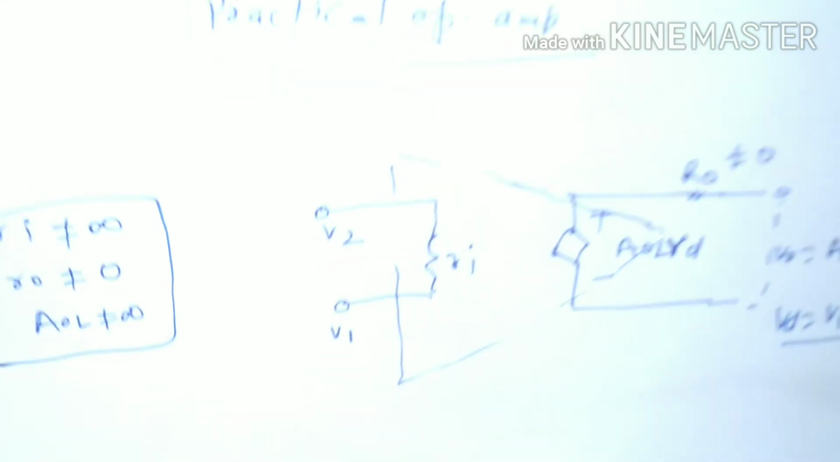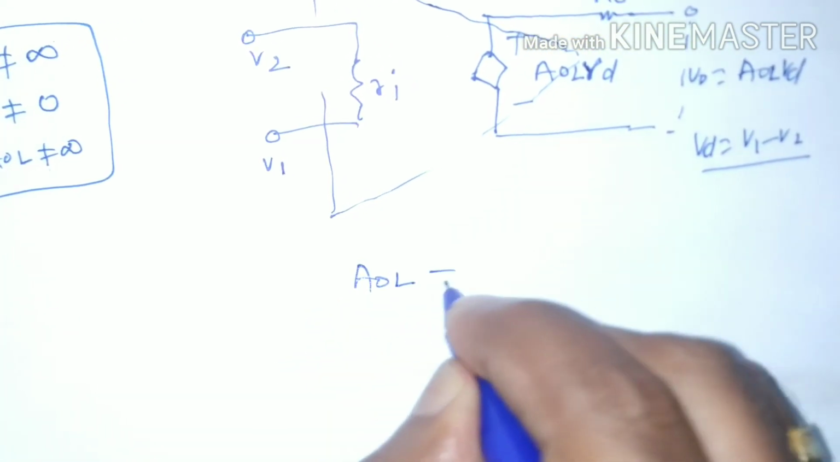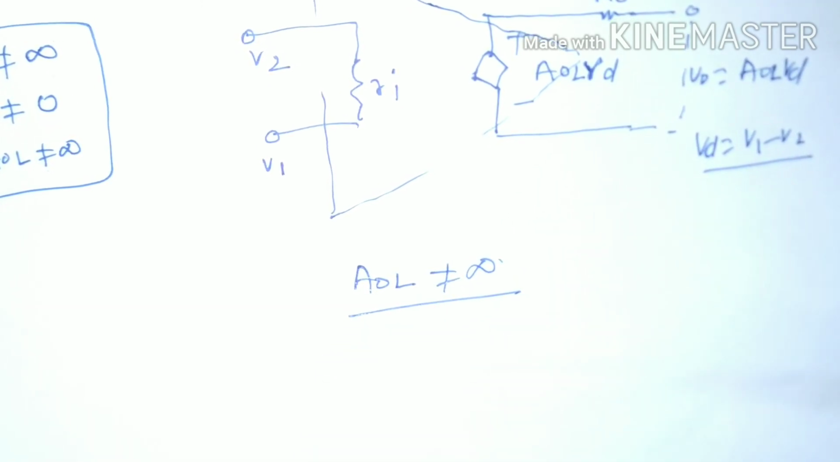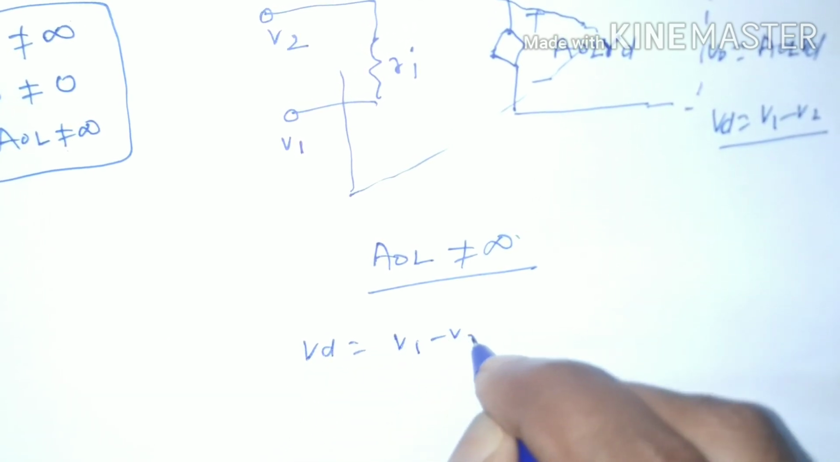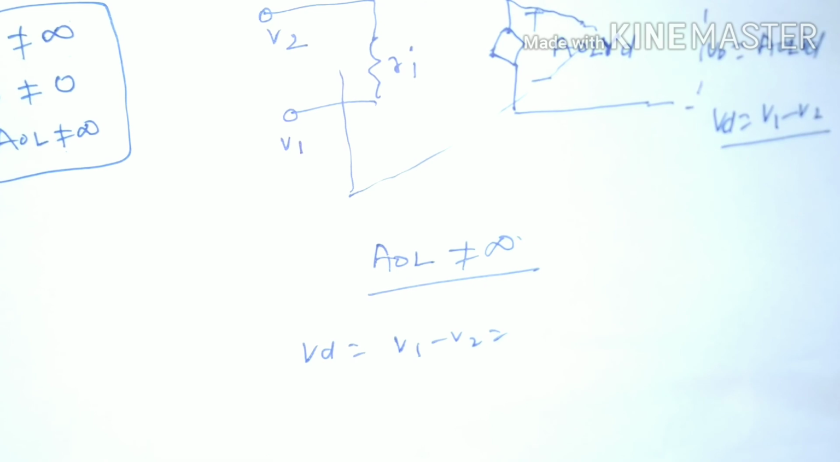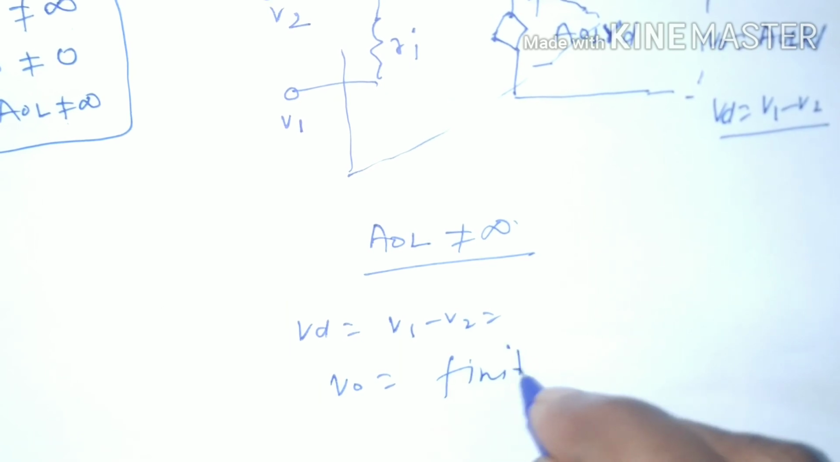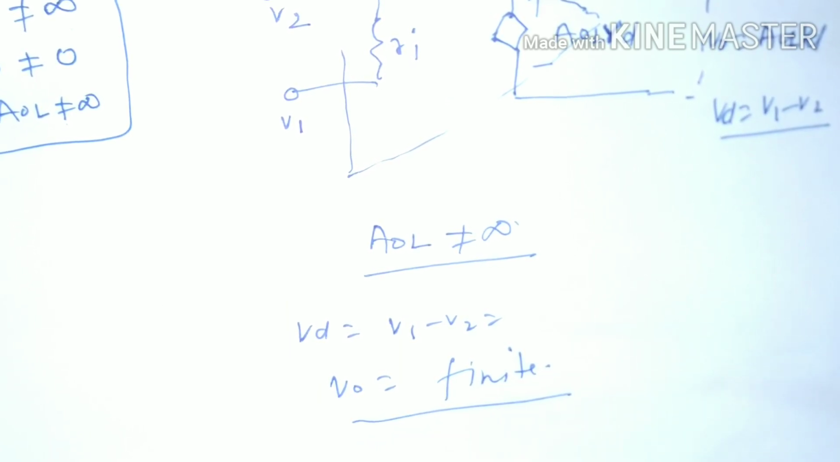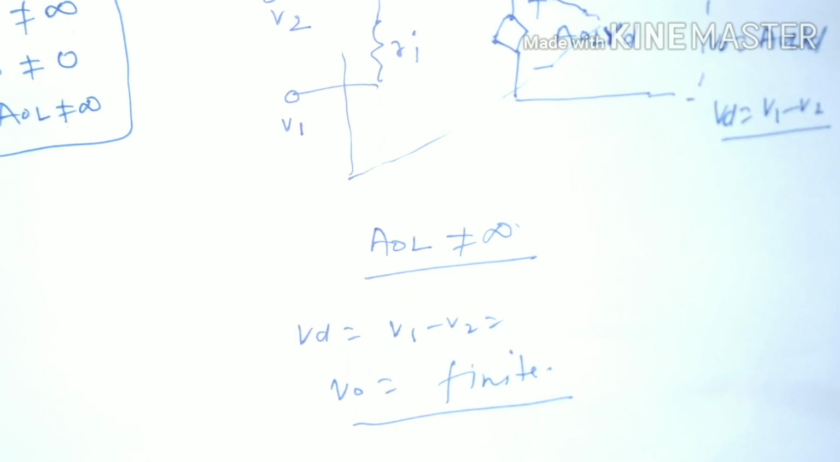So in a practical op-amp, this A0L also will not be infinity. That is, if Vd, that is V1 minus V2, has some constant value, then the output voltage will be finite. But in an ideal op-amp, if Vd has some value, then the output voltage will be infinite. So a practical op-amp has some input impedance, some output impedance, and some open loop gain.